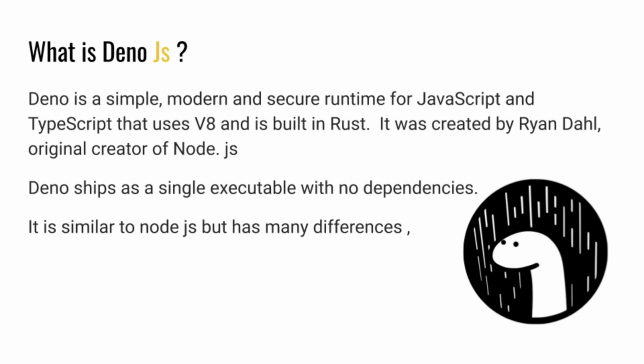Moving forward, what is Deno.js? Deno is a simple, modern and secure runtime for JavaScript and TypeScript that also uses the V8 engine and is built in Rust. It was created by Ryan Dahl, who is the original creator of Node.js.